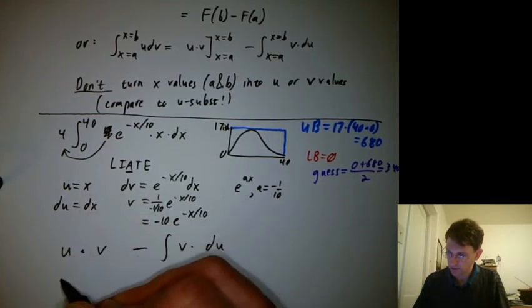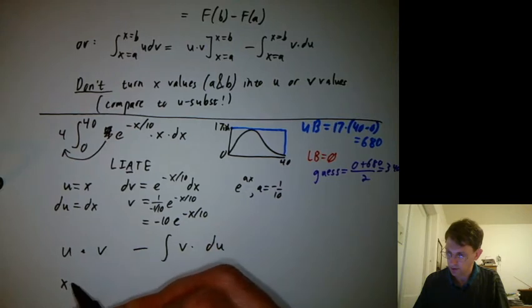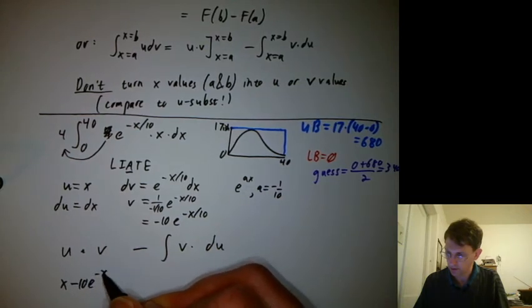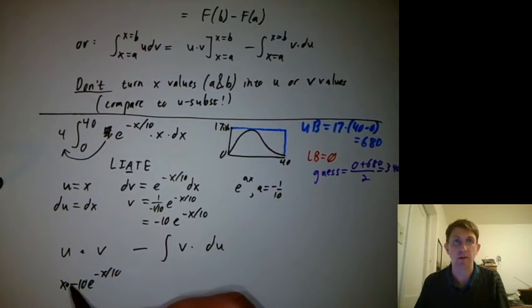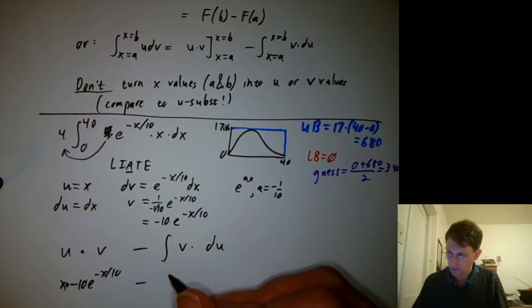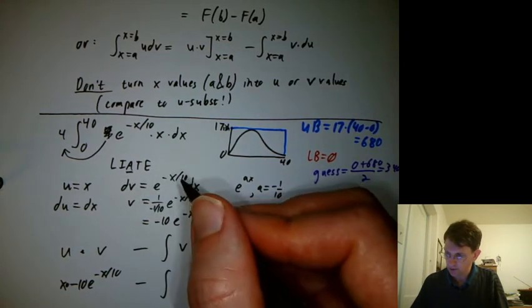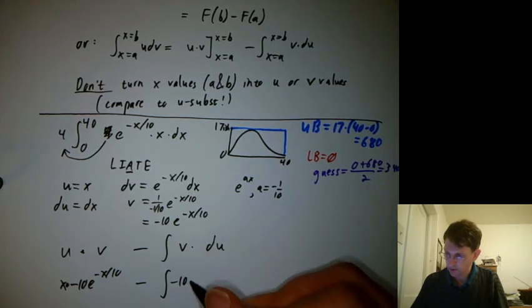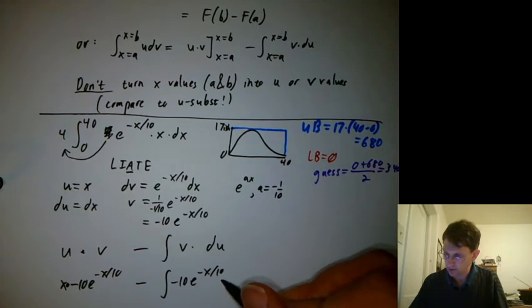So u is x, v is negative 10 e to the negative x over 10. And you probably caught me deliberately making a mistake. I need to have that multiply sign right there. And then minus the integral of v du. V is negative 10 e to the negative x over 10. And du is dx.